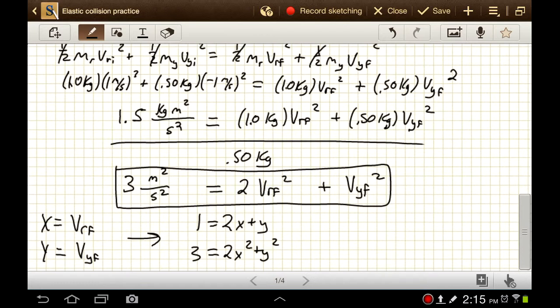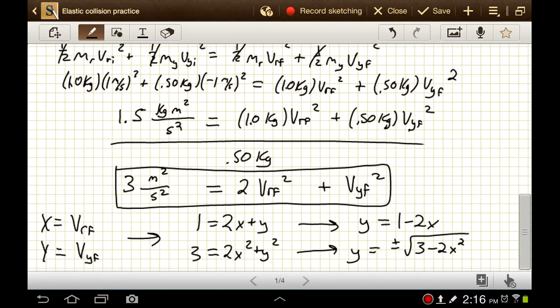To graph these, I'm going to have to get them in the form y equals something. So this one becomes y equals 1 minus 2x. And this one becomes y equals, let's see, I'll subtract the 2x squared and then do the square root. And remember, you got to do plus or minus when you do a square root. So plus or minus square root of 3 minus 2x squared.